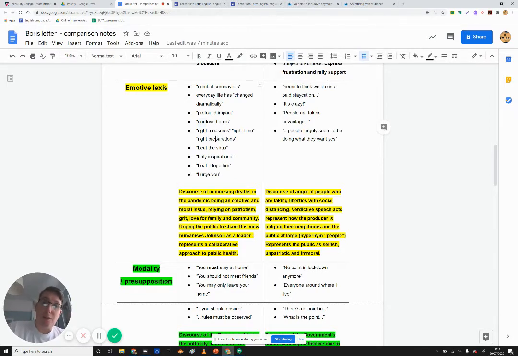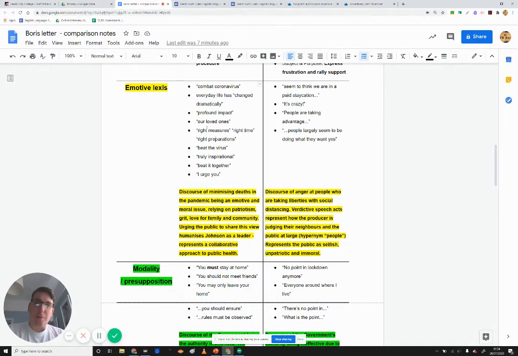You've got repetition of the adjective right quite a bit. And again, that links into the emotion of ethos and saying we are correct, we are right to do this. Right measures, right time, right preparations. This repetition of the pre-modifying adjective right creates that sort of authority and the authenticity of what Boris is saying and suggesting. Another metaphor that's been used quite a lot. Again, you've got this sort of warlike, fighting, beating, defeating sort of language that's used. Again, that is a discourse that a country can beat a virus. So beat the virus, you've got that example there.